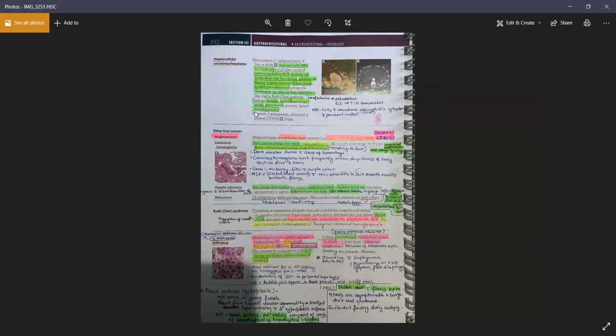We have discussed the causes of hepatocellular carcinoma, right? Any cause of cirrhosis, any cause of hepatitis, or any congenital disease of the liver can cause hepatocellular carcinoma. Other important causes, dietary ones, include the aflatoxins from Aspergillus, right?